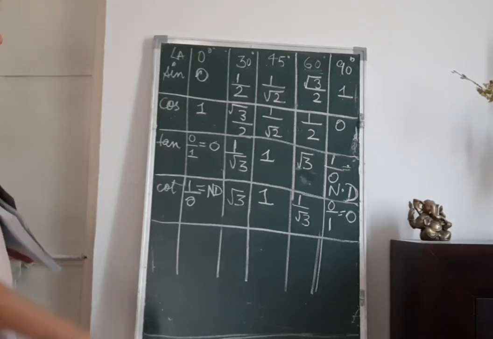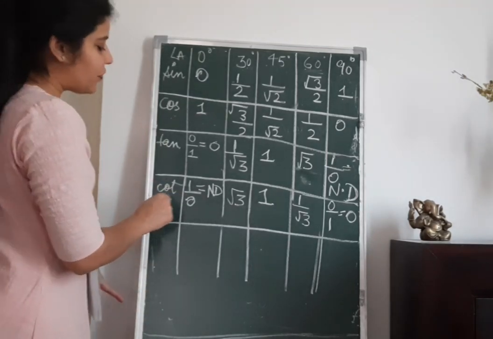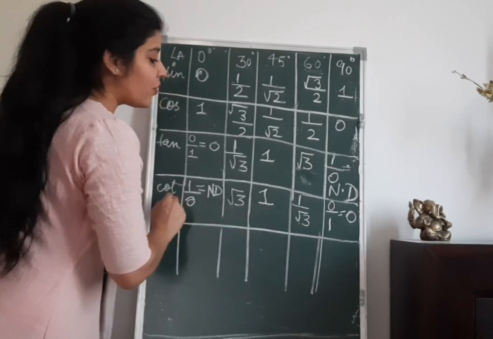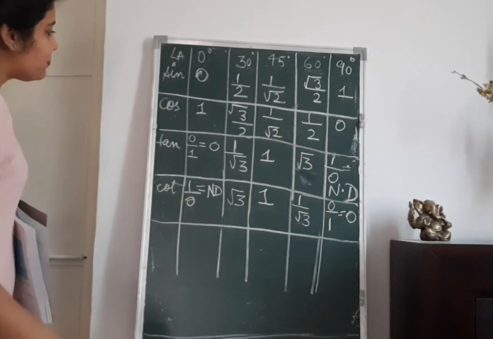Right? So cot of 0 degree is not defined, cot of 30 degree is root 3, cot of 45 is 1, cot of 60 degree is 1 by root 3, cot of 90 degree is 0. Now let's see.